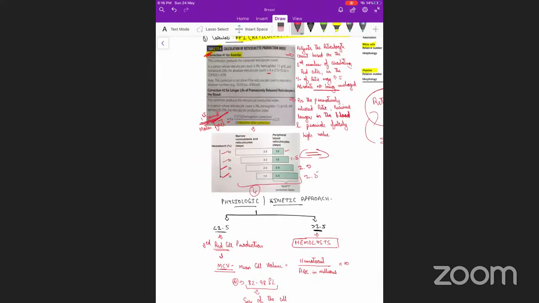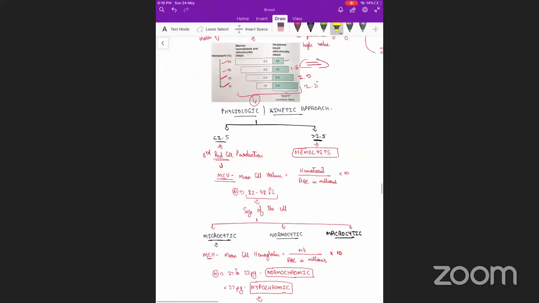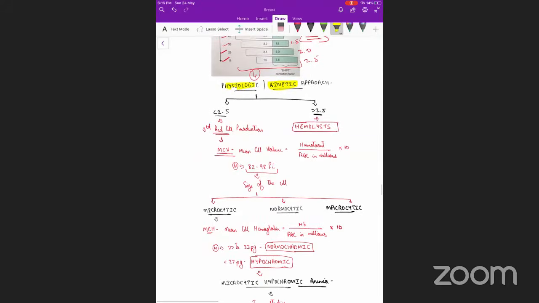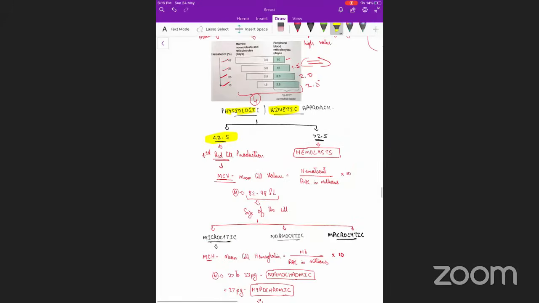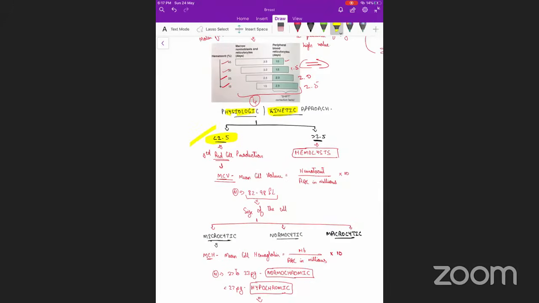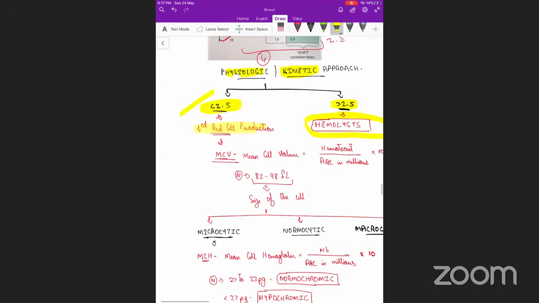What is the significance of the reticulocyte production index? Using this is nothing but the kinetic or physiological approach. We can classify anemia into hypoproliferative or hemolysis. Various textbooks give various values for this cutoff; I've taken 2.5 from Harrison. If it is greater than 2.5, then it is hemolysis. If it is less than 2.5, it is due to decreased red cell production. So we look at decreased red cell production now.